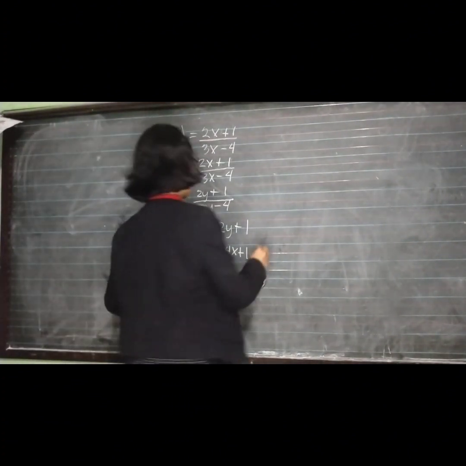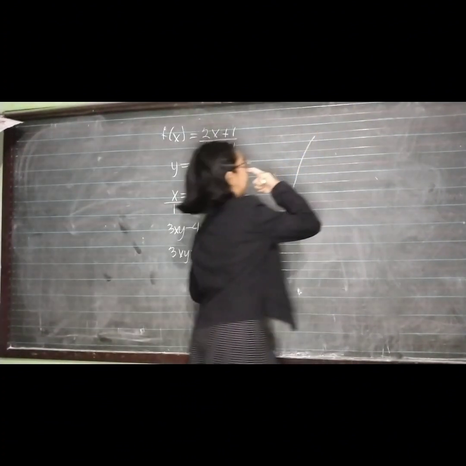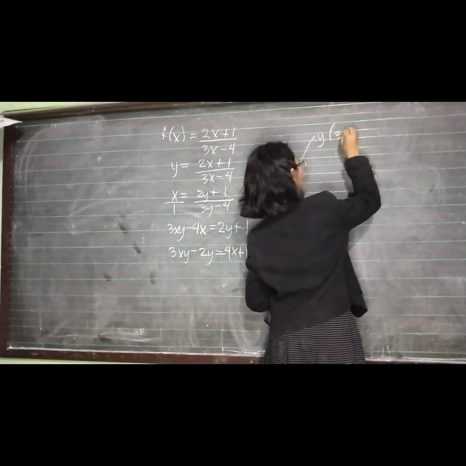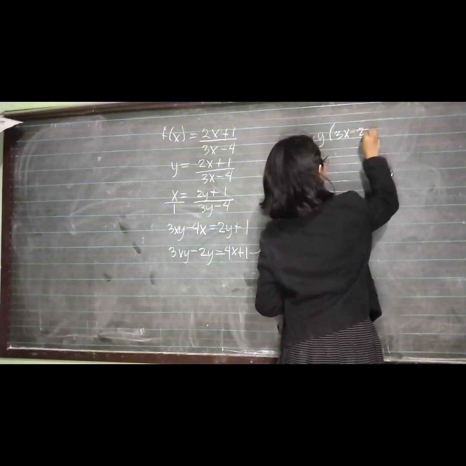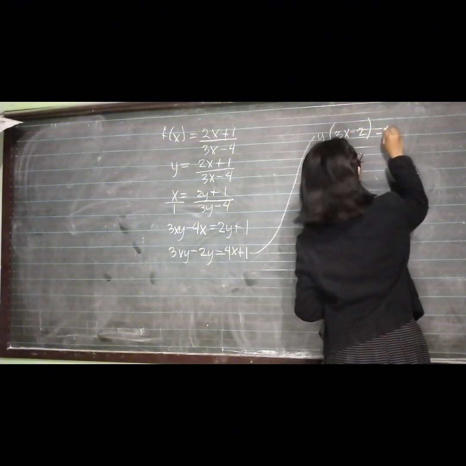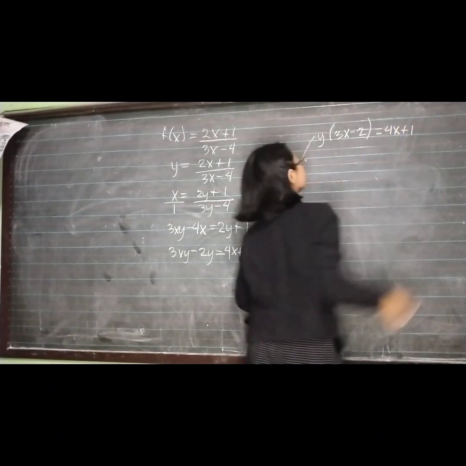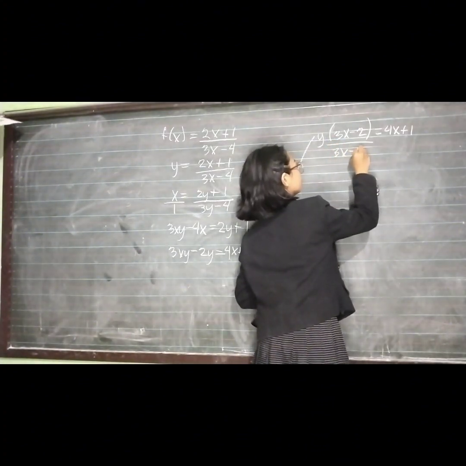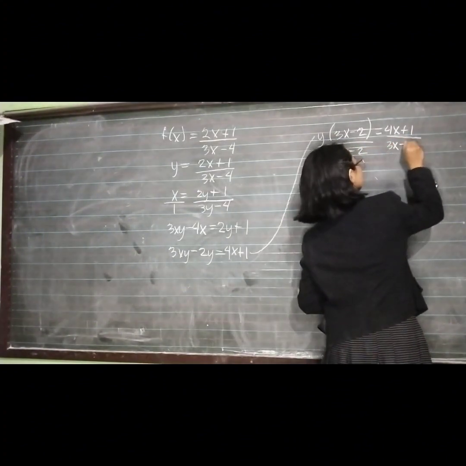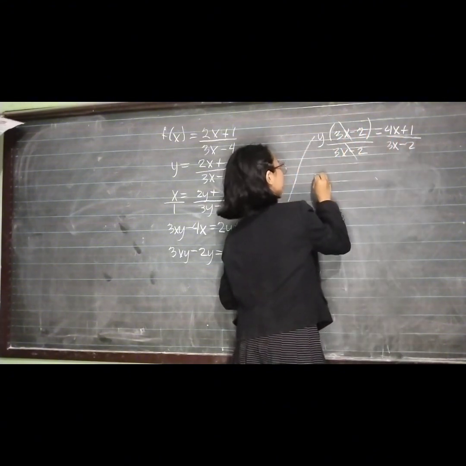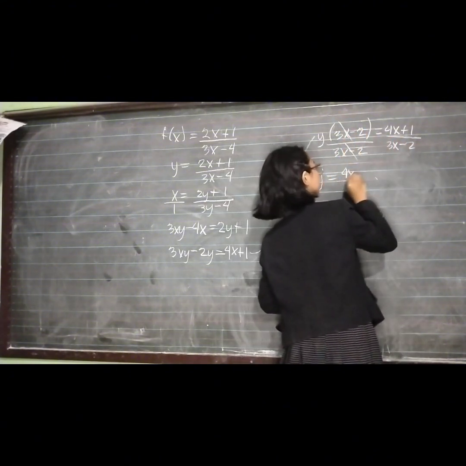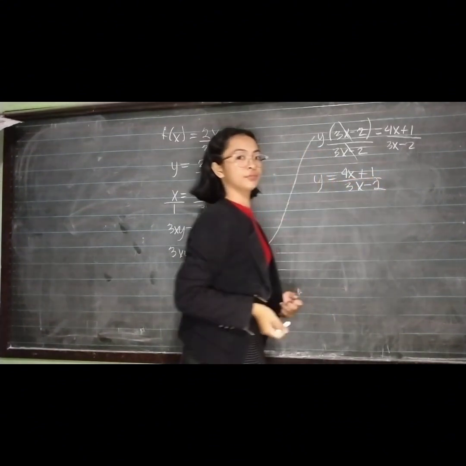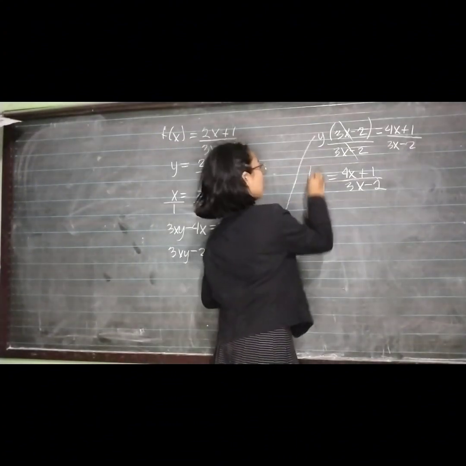Next, you divide. So it becomes y times 3x minus 2 equals 4x plus 1. And then, so that only y remains, you divide by 3x minus 2. So cancel, and only y remains. So y equals 4x plus 1 over 3x minus 2. So this is now your answer.